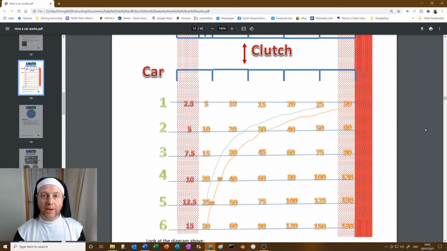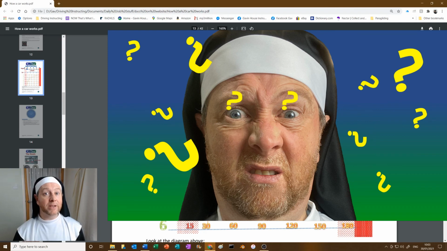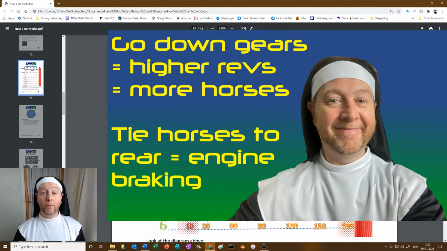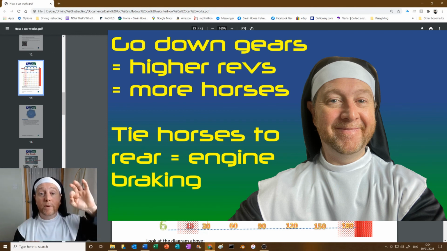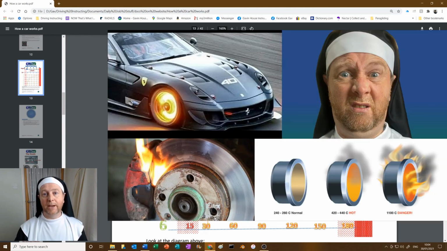One of the questions in the theory test is that you're going down a steep hill, you realise that your brakes aren't working as well. Should you go down to a lower or higher gear? Now, as we have discovered already, if we go down a gear, we get higher revs. Higher revs gives us more engine braking if we were going downhill by taking our foot off the accelerator, because we tie the horses to the back of the car, which means we need to push the brake pedal less. Now, the reason brakes stop working is because they overheat and expand, and the brake material cannot brake properly. So we need to keep the brakes cool.